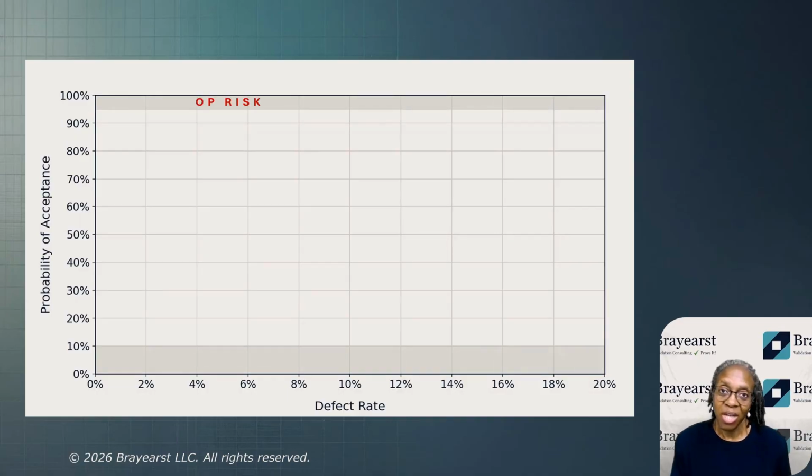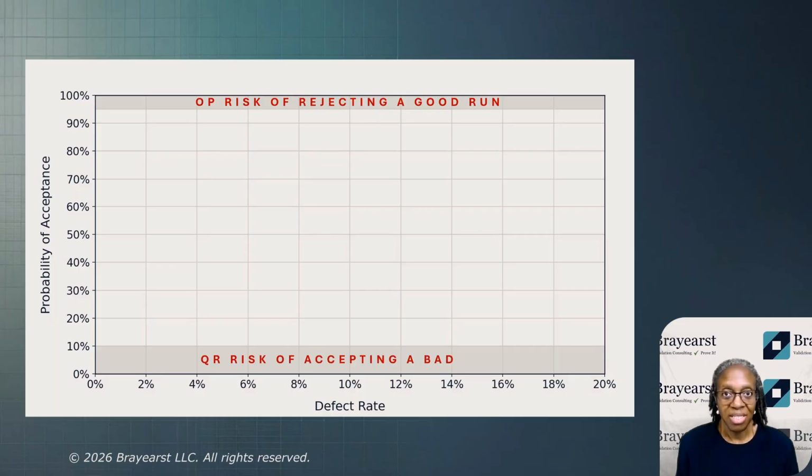For your operations and project stakeholders, you have the risk of rejecting a good run, which I'll call OP risk. For your quality and regulatory stakeholders, you have the risk of accepting a run that's actually unacceptable, and I'll call that QR risk. Let's meet three plans that balance these risks differently.